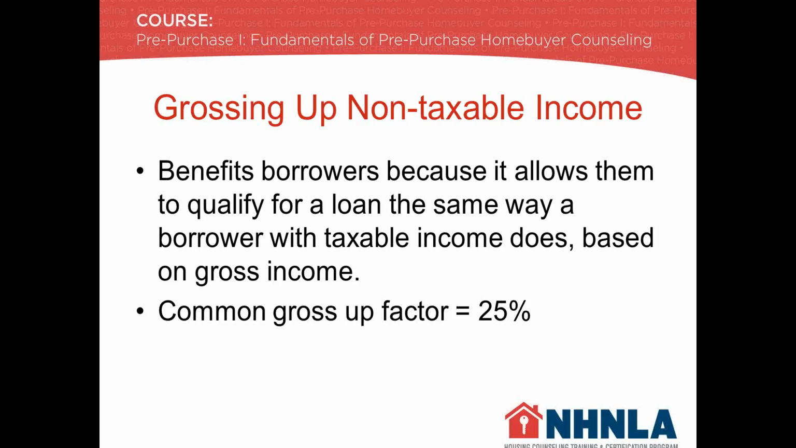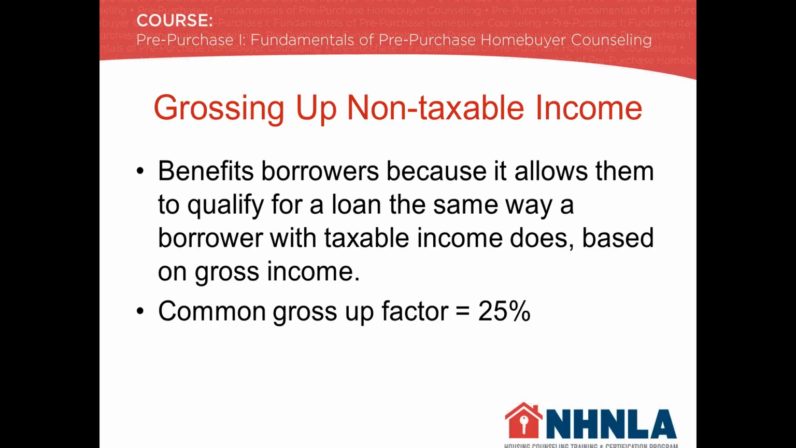And a good example of this might be someone who receives a disability check. Their disability check is $1,000 a month. Well, it's not really fair for them to only be able to qualify for a house based on $1,000 a month when you might have a worker who earns $1,500 a month. Their net pay is $1,000. So if you compare the two, they both have the same net pay of $1,000, but the worker actually gets to qualify based on $1,500.